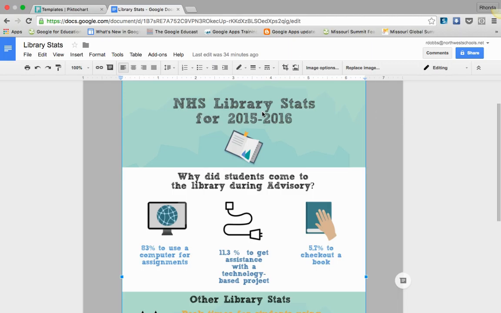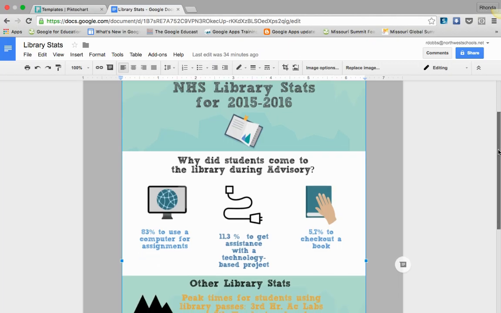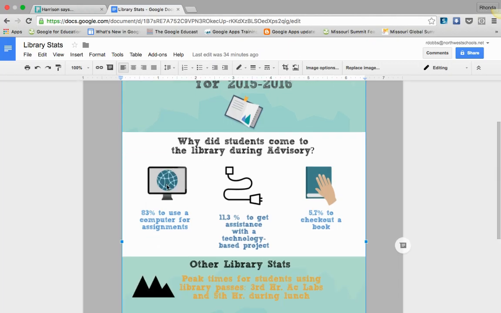Again, it says NHS Library Stats for 2015-16, so this is something my administrators will see. The third block, it's me giving information or data on how students have been using the library during a time we call advisory each week. That's a 90-minute block of time that students have a choice in where they go, and the point is that they use their time well to make up tests, study, and so forth.